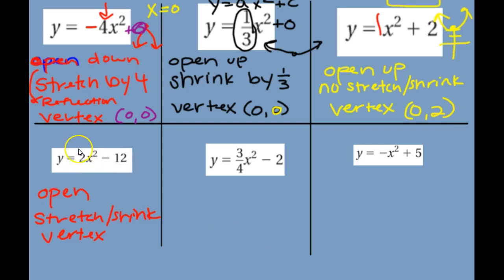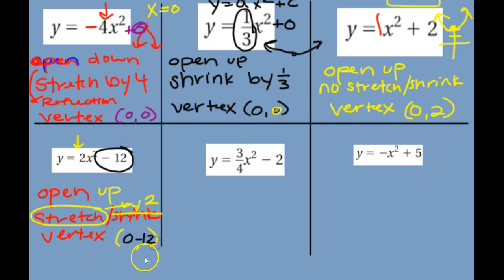So first, this graph, a is positive, so this graph is going to open up. This one is a stretch, because we have a number that's greater than 1. It's a stretch by a factor of 2. And our vertex is not 0, 0 anymore. It is moved down 12. So our vertex is 0, down 12. If we wanted to, we could say whether our vertex was a max or a min. Because our graph is opening up, our vertex would be the lowest point, or the minimum point on the graph.